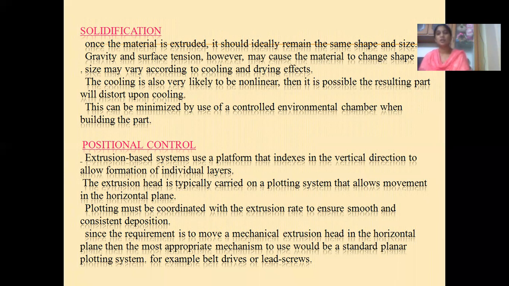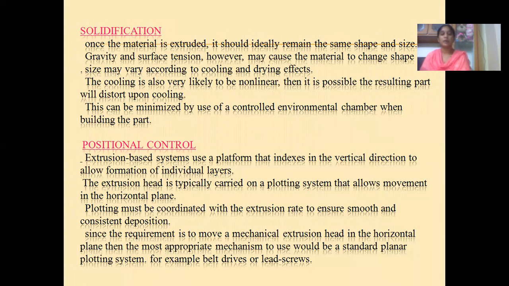The positional control means extrusion based systems use a platform that indexes in the vertical direction to allow formation of individual layers. The extrusion head is typically carried on a plotting system that allows movement in the horizontal plane. Plotting must be coordinated with the extrusion rate to ensure smooth and consistent deposition.